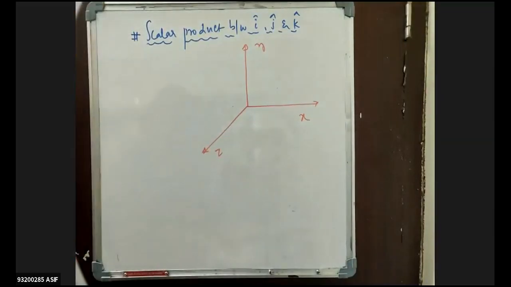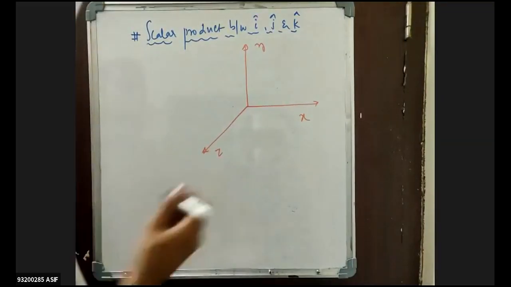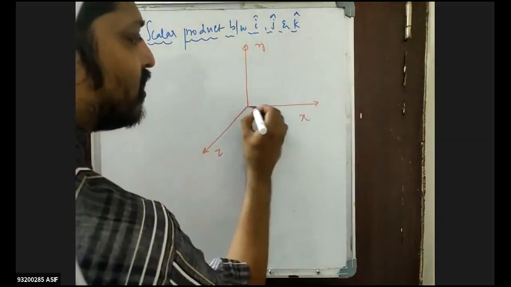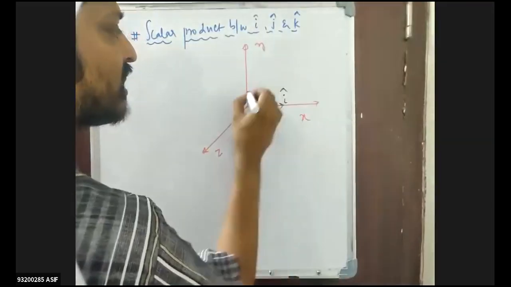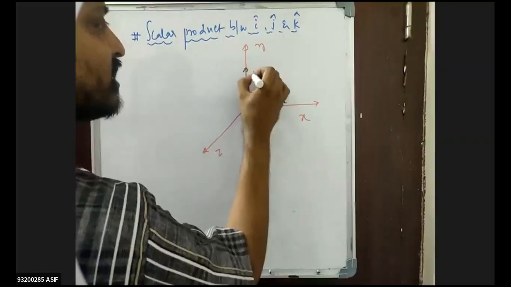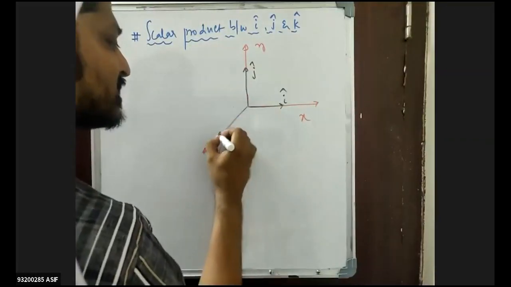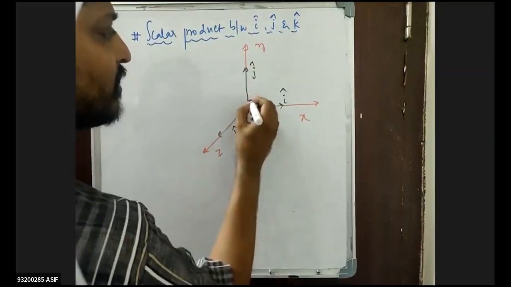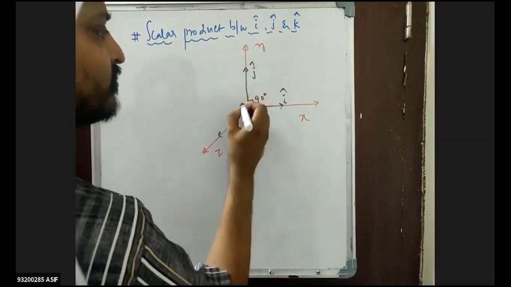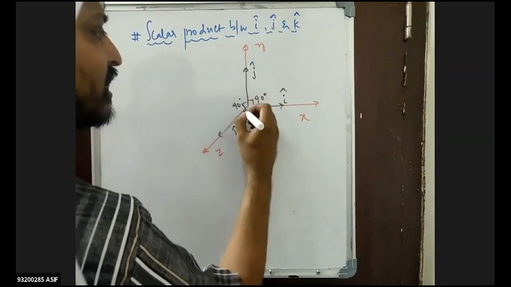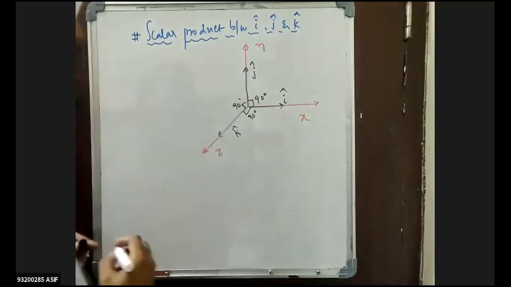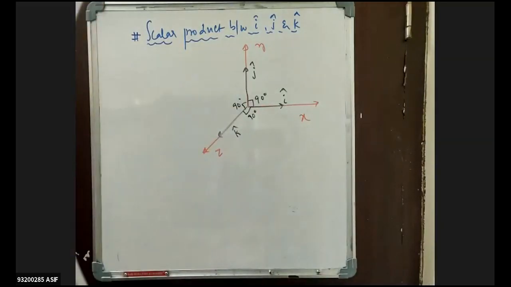So if I'm talking about the vectors, along the x-axis we represent i cap, along the y-axis we have j cap, and along the z-axis we represent k cap. The angle between each pair of them is 90 degrees. So they are also called orthogonal unit vectors.